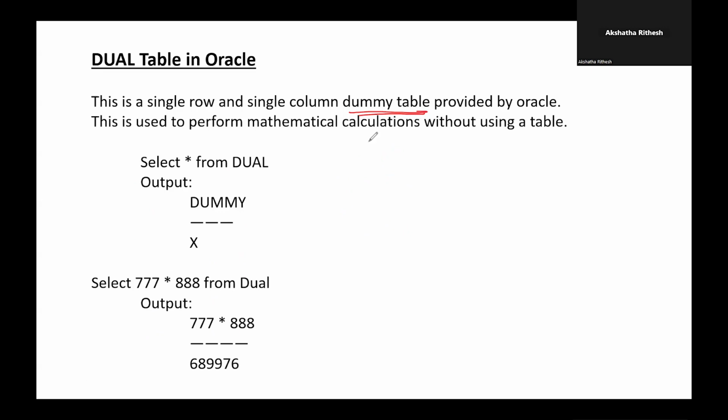Why is it required? It is used to perform mathematical calculation without using a table. For example, you want to find out 2 into 2 in Oracle, but you do not have a calculator and you cannot use any other table to perform 2 into 2. In that case, you can easily use a dual table using this syntax, for example, select 2 into 2 from dual. It will give you the answer of 2 into 2.